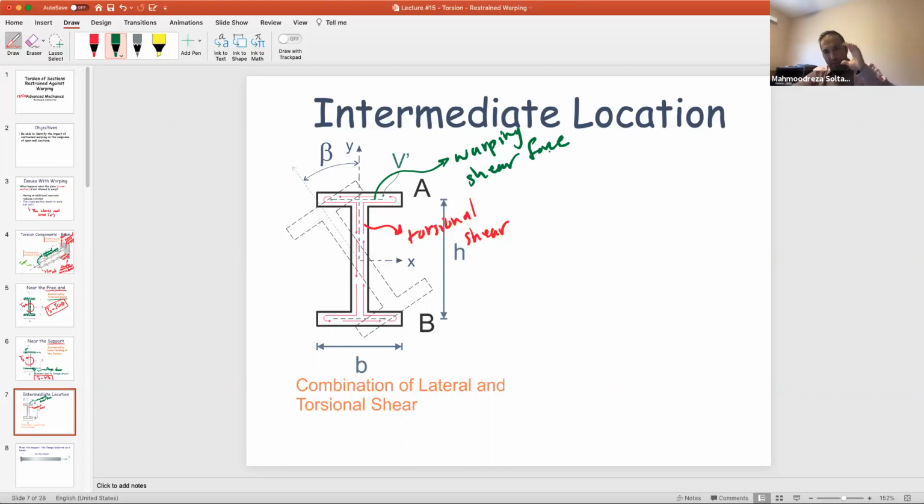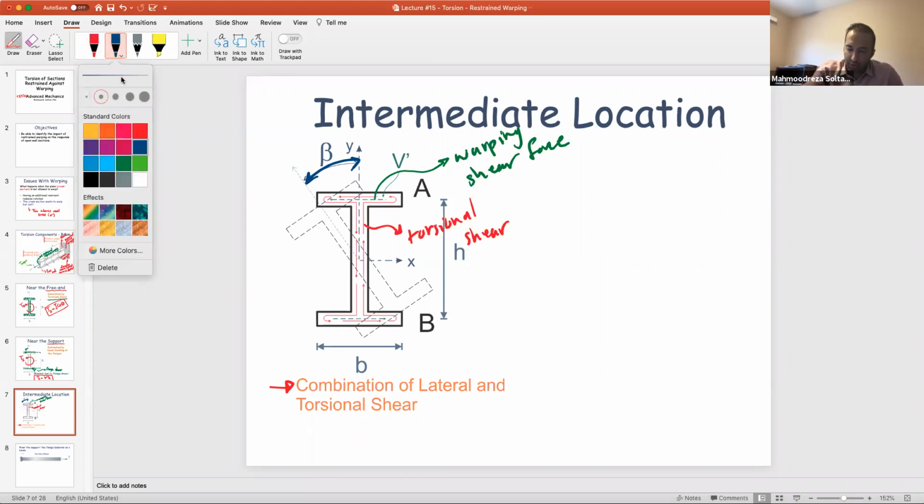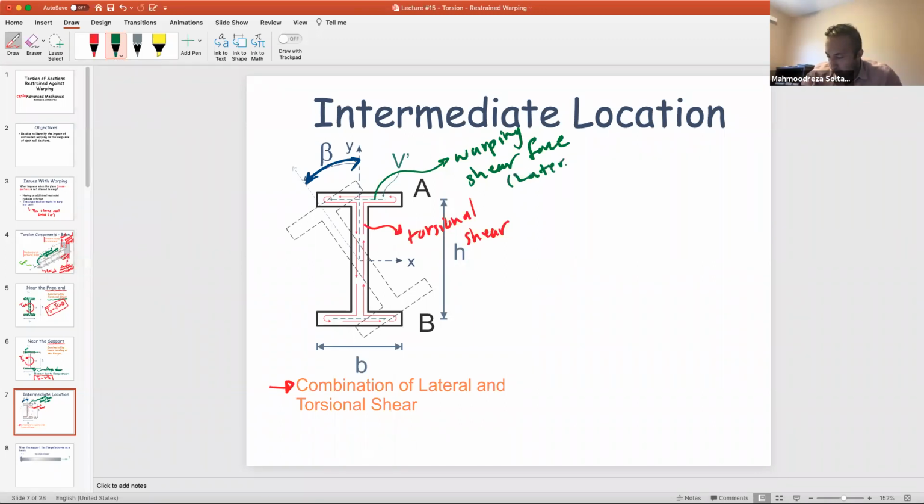So we are assuming at this section you have a rotation of beta, basically the angle of twist in this arbitrary cross section somewhere at the middle of the length of your member. As we discussed, in this case you have a combination of lateral and torsional shear. I can call this one lateral for consistency in your writings. Warping shear force, we can say lateral as well.